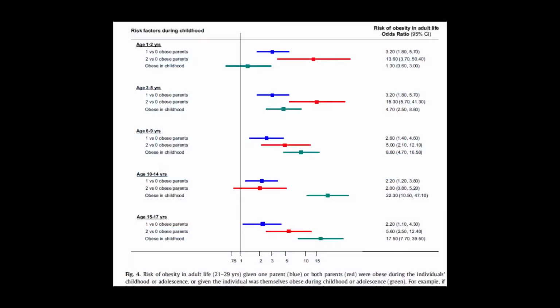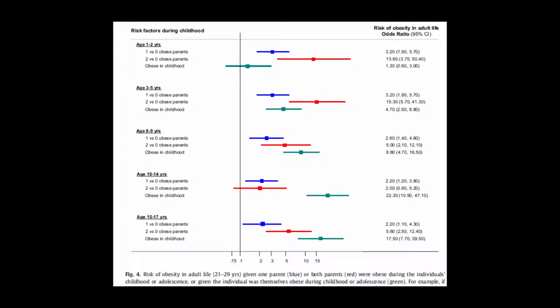And I would like you to see this slide. This slide is a little bit complex. It showed the risk to be obese at the age of 25 when you are obese young. So if you see on the top age 1 and 2, if the child is overweight at 1 and 2, the risk is not enormous. But what is enormous for this child to be obese later, if parents are obese, as you can see here.